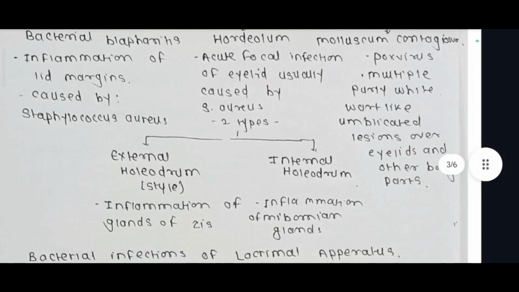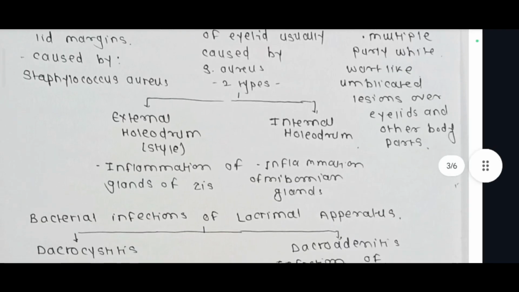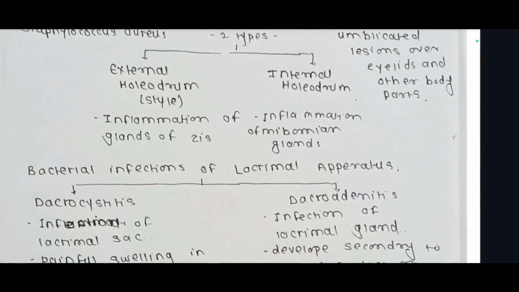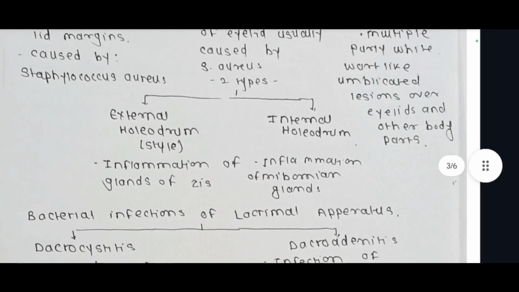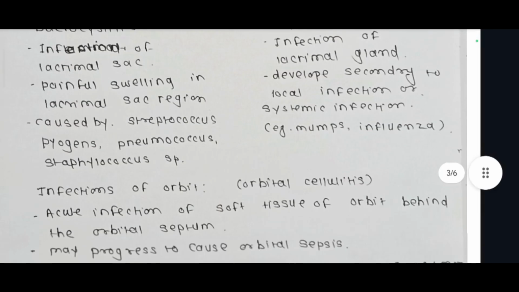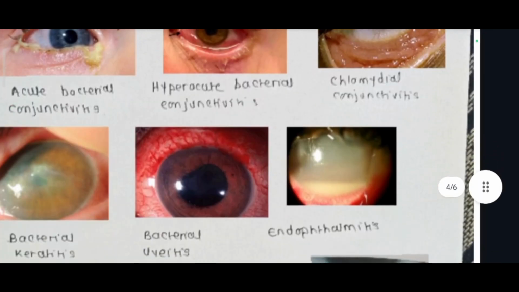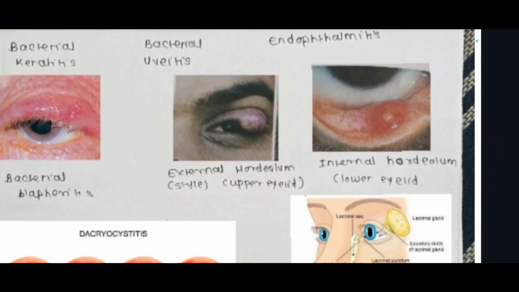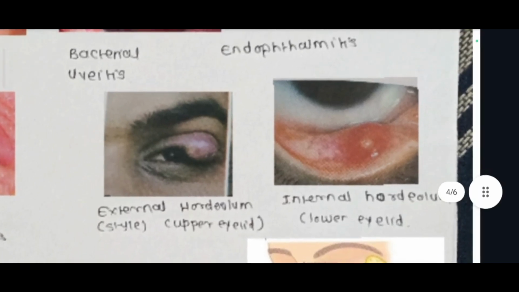whereas internal hordeolum is the inflammation of the meibomian gland. So let's see the pictures of the external and internal hordeolum. Here you can see, this is the external hordeolum, which is also known as stye, on the upper lid, and this is the internal hordeolum, which is on the lower eyelid.